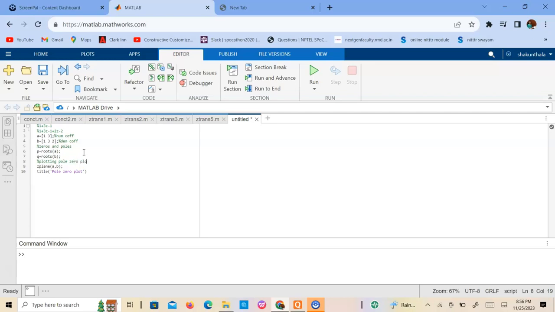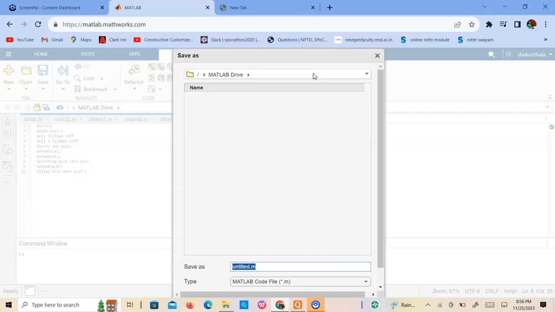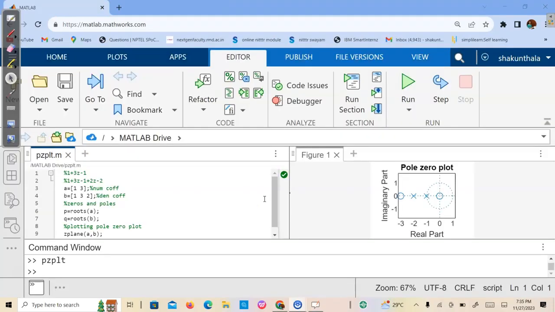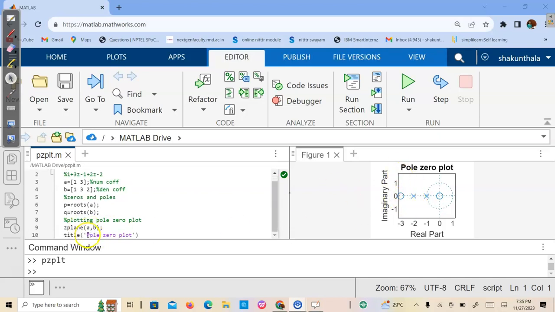Okay, so once you have given everything, you can just run the program. So if you want to give any title, you just give any title for this. Okay, so let me consider it as pole zero plot. Okay. So once you have saved and run the program, then because of this instruction, that is zplane of a comma b, the pole zero plot will be available, because this zplane of a comma b will plot the pole zero plot automatically. So no need to give the plot command here.